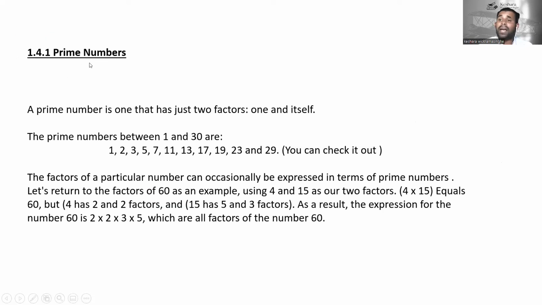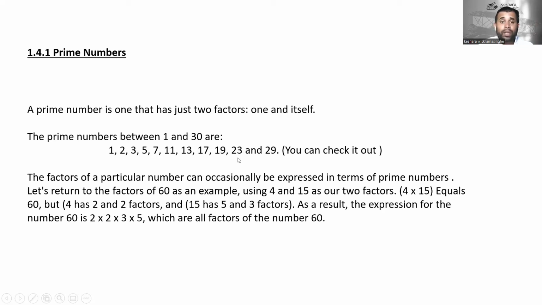So now let's go to the prime numbers. Right, a prime number is one that has just two factors, 1 and itself. Example, you see 13, we cannot divide it by another number. So 13 is 1 into 13. So it has only two factors, just 1 and itself. So the prime numbers between 1 and 30 are 1, 2, 3, 5, 7, 11, 13, 17, 19, 23, and 29.